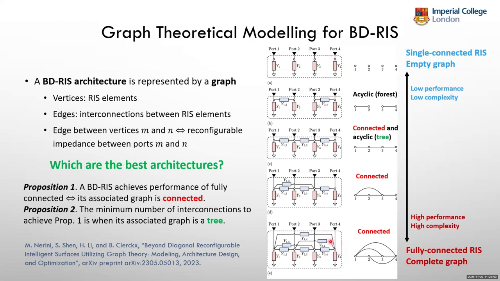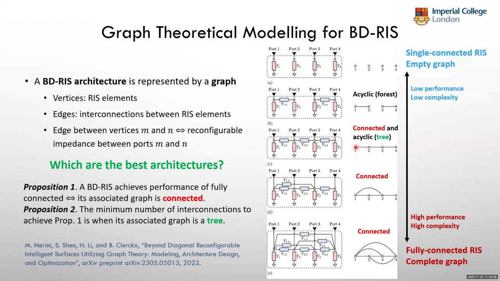But then you can turn off some of those interconnections and you will end up with a corresponding graph that could be, for instance, acyclic or with a forest structure. Or actually you can have a connected graph where you have a path that goes across all the elements. But the question is, what's the best architecture? The one you would like is the one that achieves the same performance as if you have the maximum number of interconnections, but with the least possible interconnections. So you want the same performance as this bottom one, but with the least number of interconnections. And what you can show is that the optimal architecture is what is called a tree. It's a tree-connected BD-RIS. It is a BD-RIS whose corresponding graph is connected and acyclic. And this is what you have here.